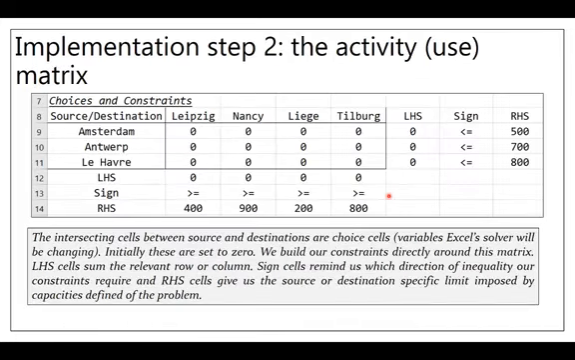The second step is to set up an activity or a choice matrix. We're going to call it the use matrix. Of all the routes available to us, the number of routes is the sources times the destinations, so 3 times 4, we have 12 choices in here. Some will be set to 0 and some will be set to ship a motor from the source to the destination.